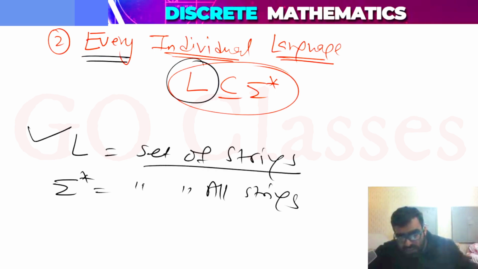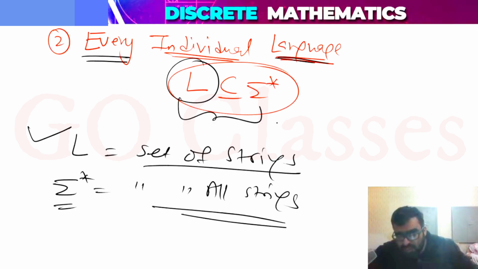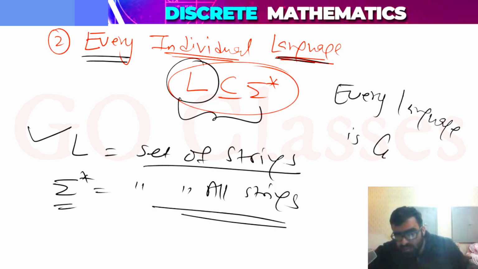Language is a set of strings and sigma star is the set of all strings. Hence you can say every individual language is a subset of sigma star. So every language is countable. Remember, every language is countable.